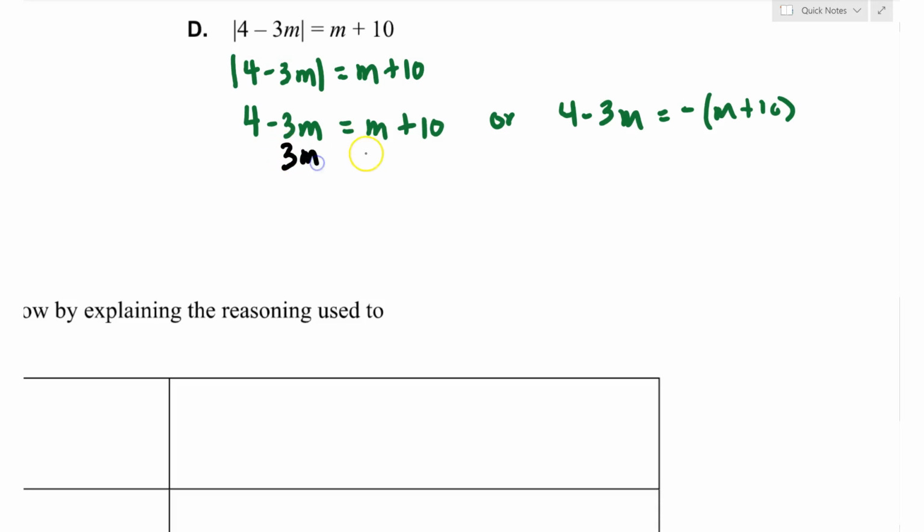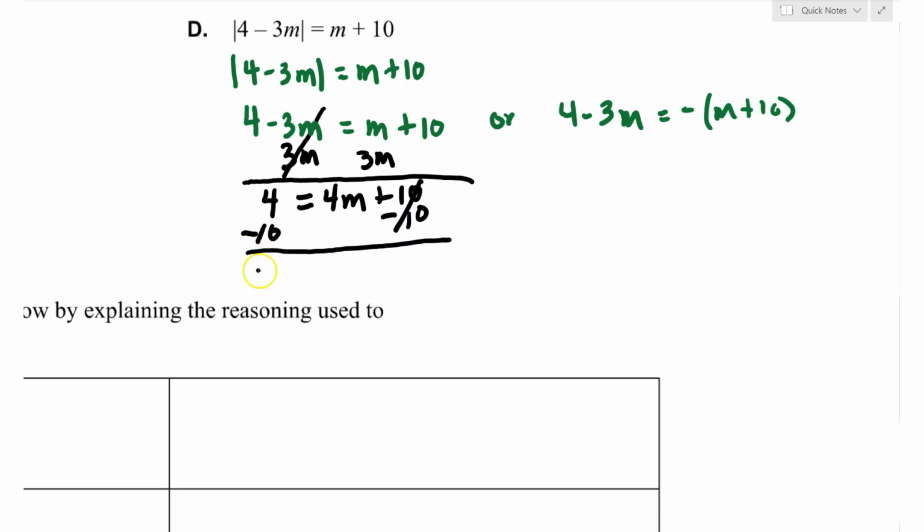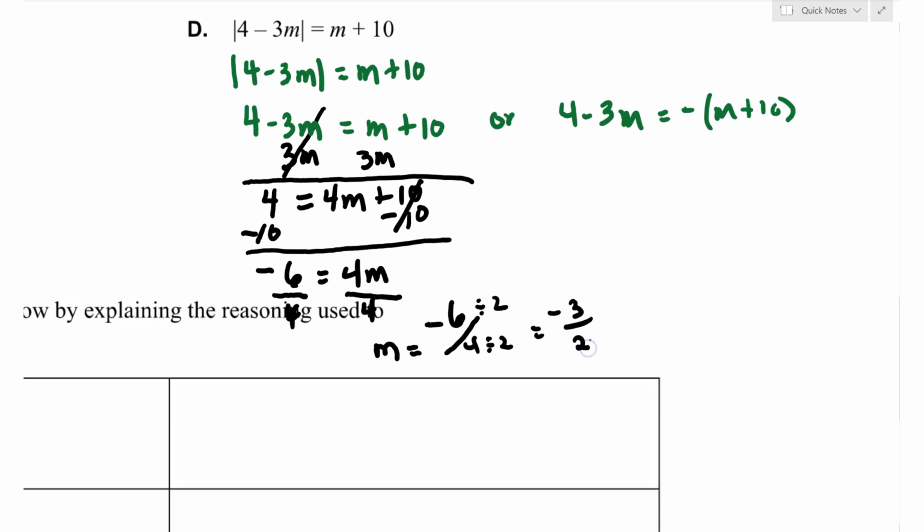So I'll use a different color. I'm going to go ahead and add 3m to both sides. So negative 3m plus 3m is 0, so you're left with 4 equals 4m plus 10. What we're going to do now is subtract 10 from both sides. So 4 minus 10 gives you negative 6 is equal to 4m. Divided by 4, m is equal to negative 6 over 4. You simplify by 2. So that gives you negative 3 over 2 as an answer. You can have fractions. I divided both numerator and denominator by 2. So you get negative 3 over 2.